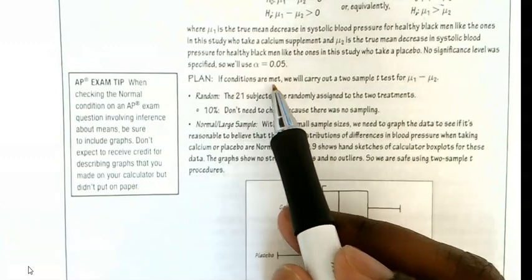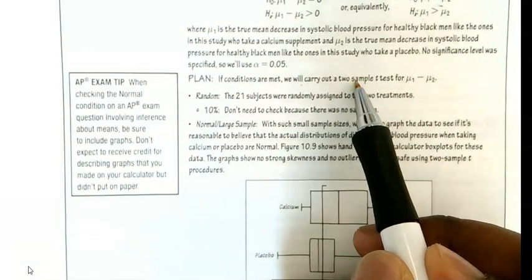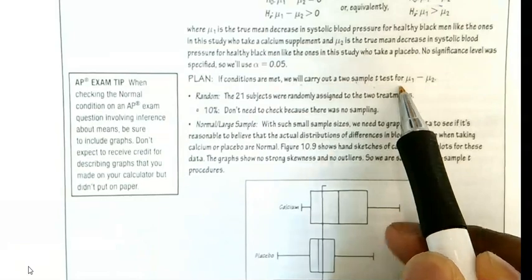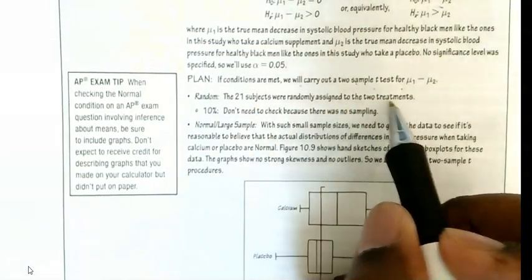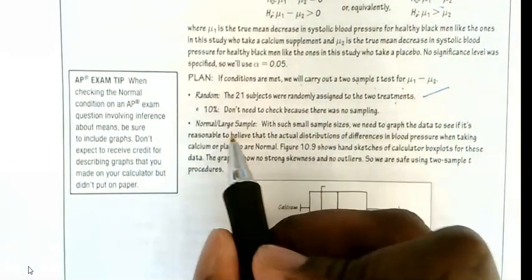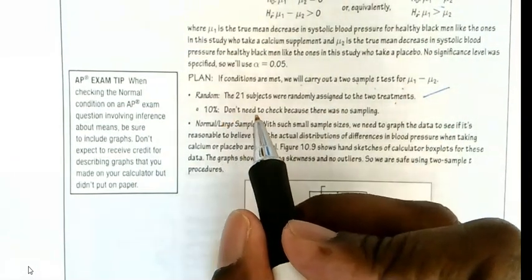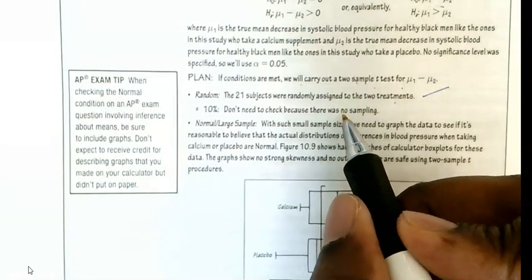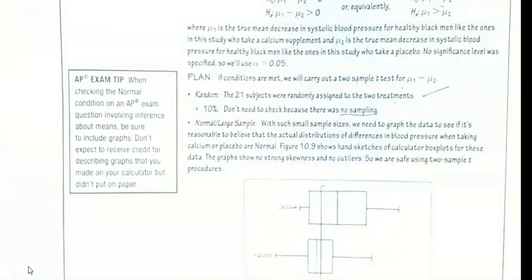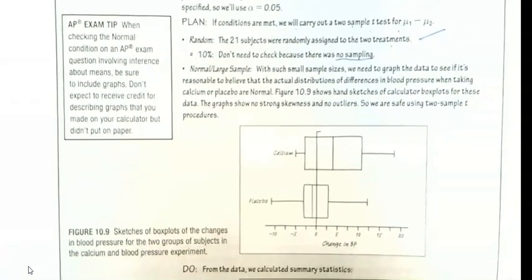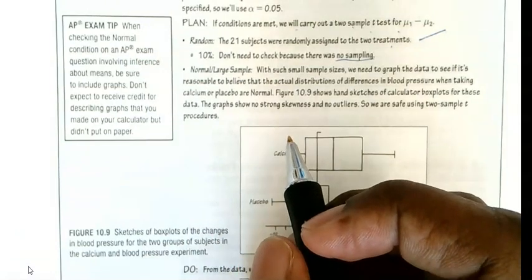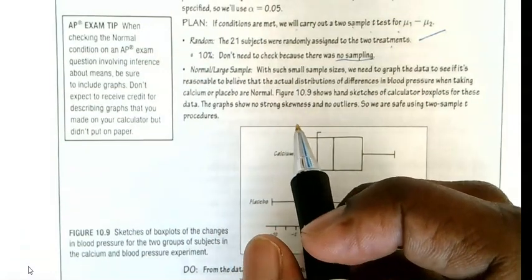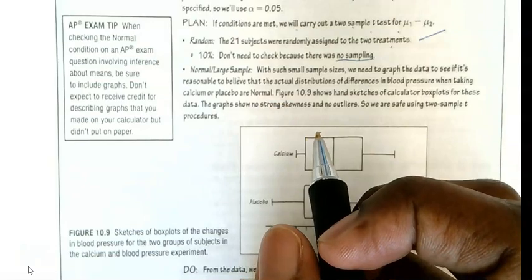And the plan is, if conditions are met, we will carry out the two-sample t-test for the difference of two means. Is it random? The 21 subjects were randomly assigned to two experiments. Is it 10%? Don't need to check because there's no sampling. We didn't sample, we just assigned those men to different experiments. Is it normal or a large enough sample? It wasn't a large enough sample, but the data was close enough to normal, or at least not skewed, so we can continue using a t-test.